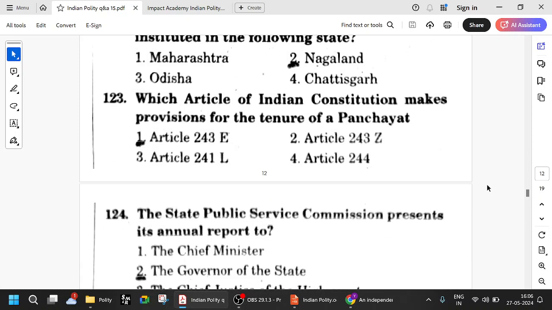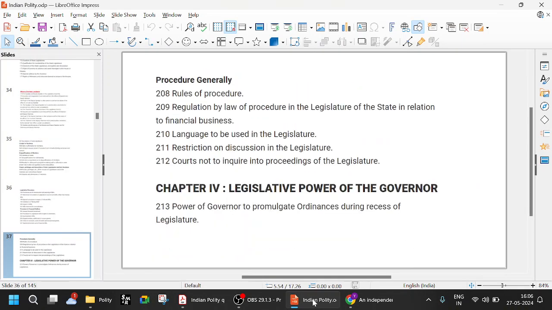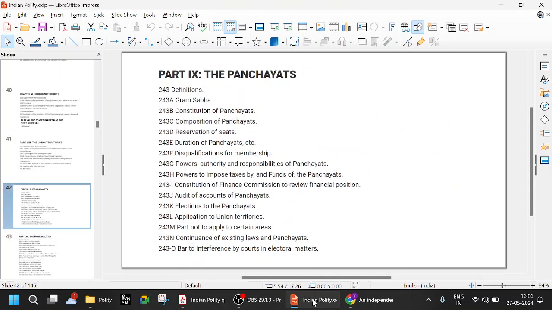Which article of the Indian Constitution makes provisions for the tenure of Panchayat? 243E. So all this is very important. Panchayat, right? So 243. The panchayats starting from 243: Gram Sabha, constitution, composition, and all these things. 243E deals with the duration of the panchayats. Very important. If possible, you have to remember all these things. Questions are frequently asked. At least remember three to four solidly.